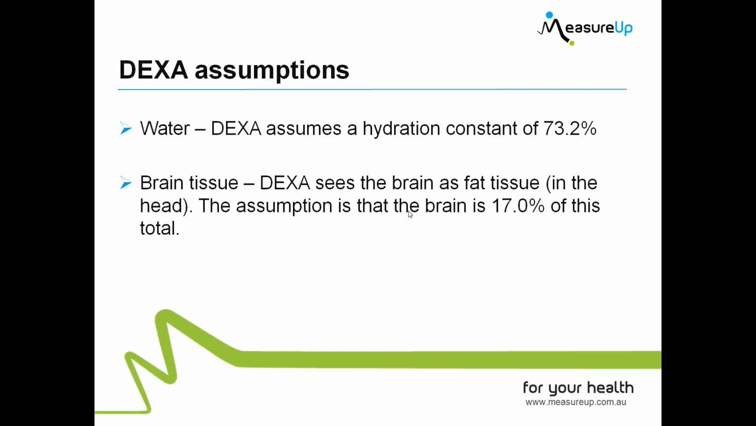DEXA sees the brain as fat tissue, and you'll see that in your report the head will have approximately 19 to 21% body fat or fat tissue, but the assumption is that the brain is 17% of this total.